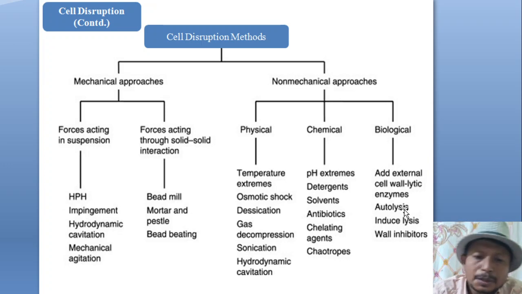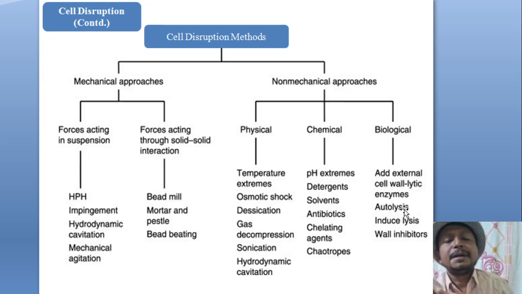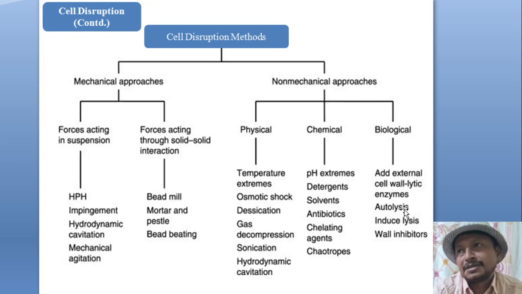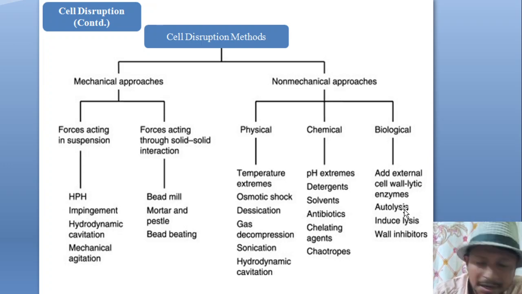These are the things, and for the competitive exams, you have to remember the different types of physical methods and the different types of chemical methods. Suppose the question is which of the following does not belong to the mechanical approaches, or which of these methods does not belong to the non-mechanical approaches. So this way you have to understand the cell disruption methods. They may ask the question in the competitive examination in this way. Getting my point? Now moving to the next slide.